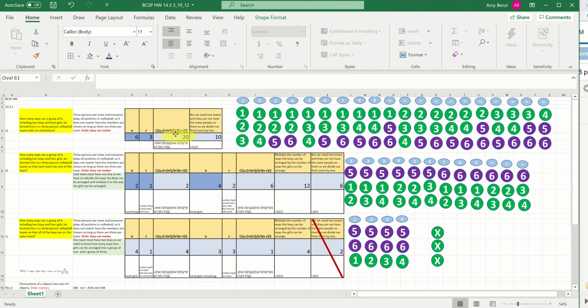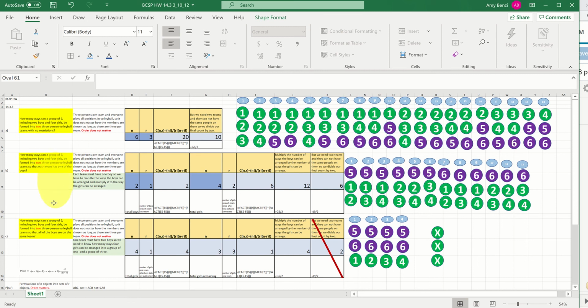But then remember that we need two sets of those, because we have to have two different teams to play the game. So that's why I only have 10 sets of two teams.